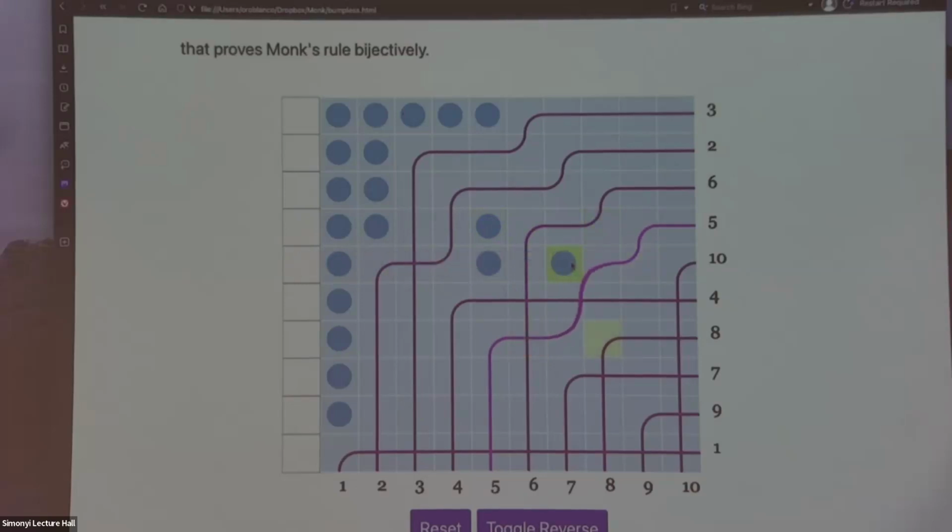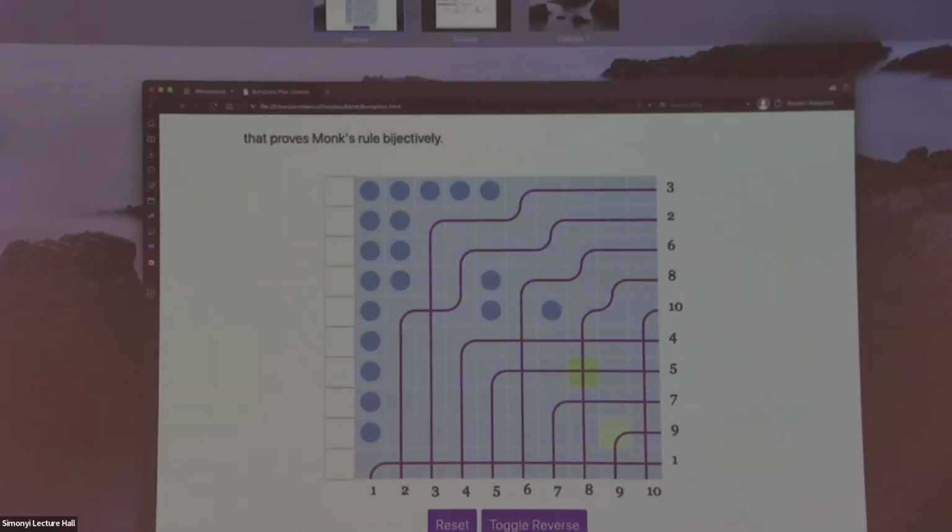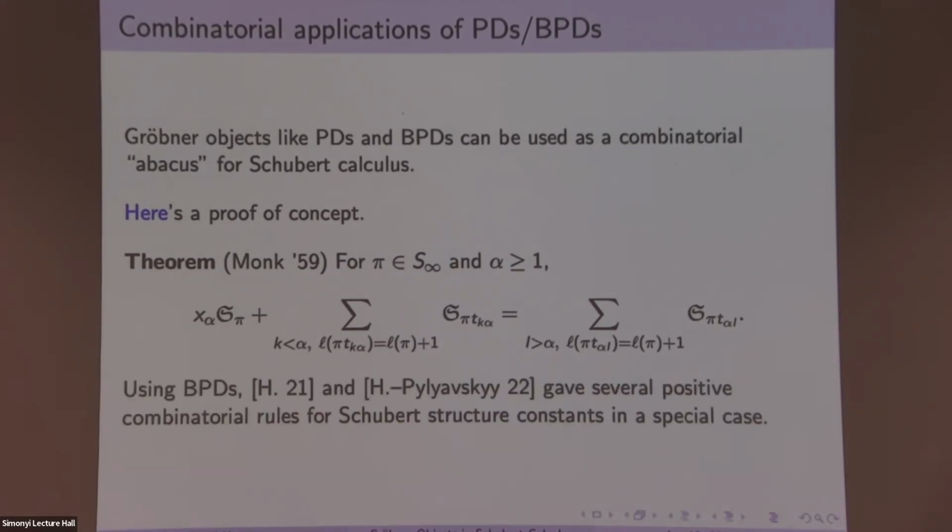So you can sort of see that by designing these algorithms, I can express these identities that come from polynomials, and I can sort of use them as an abacus. This is only a proof of concept. So using this kind of technique, my mentor in Minnesota, Kwiatkowski, and I did several positive combinatorial rules for some special cases of Schubert structure constants.